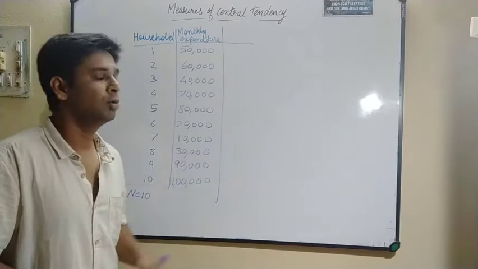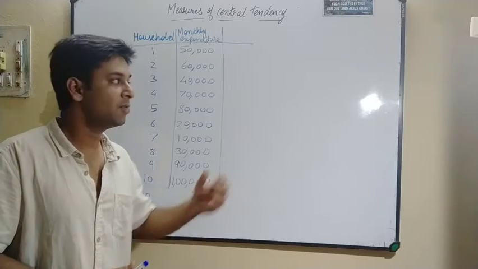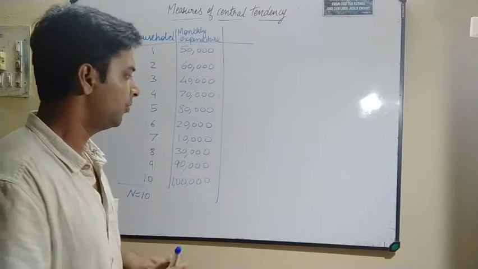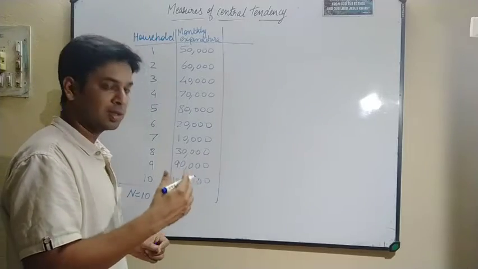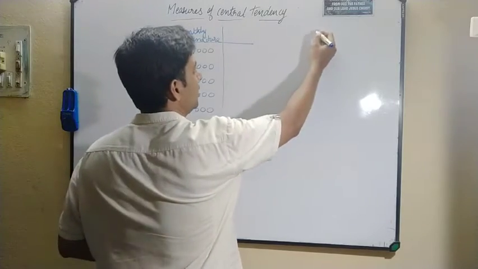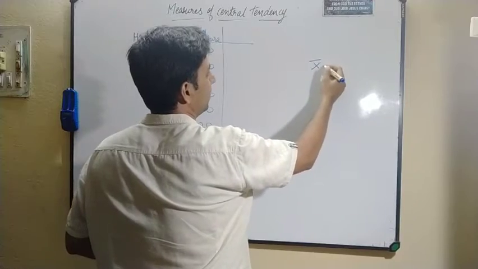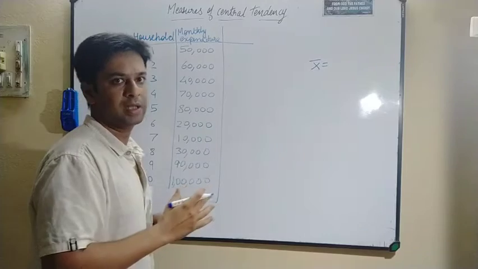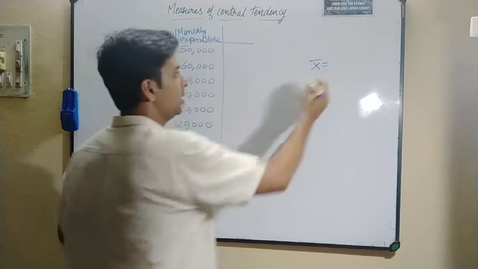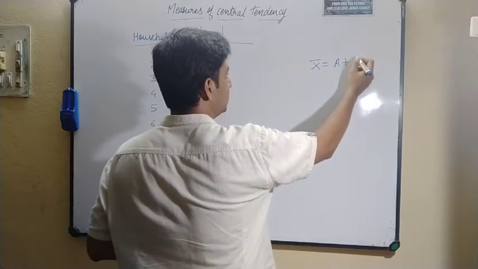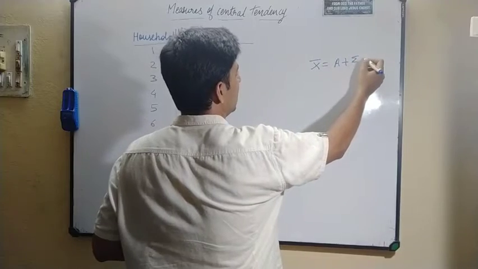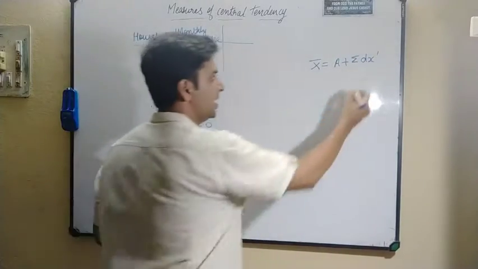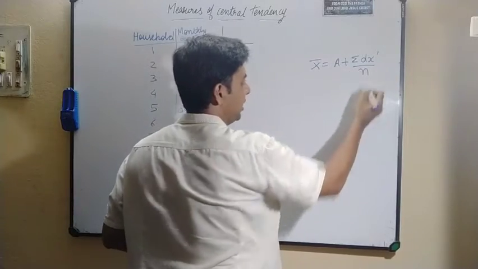Now we are going to look at the next numerical. Here we are going to learn about the step deviation method. The formula which will be used in this step deviation method is x bar is equal to, see, in step deviation also we are going to take an assumed mean. So remember it will be a plus summation of dx dash, then n.